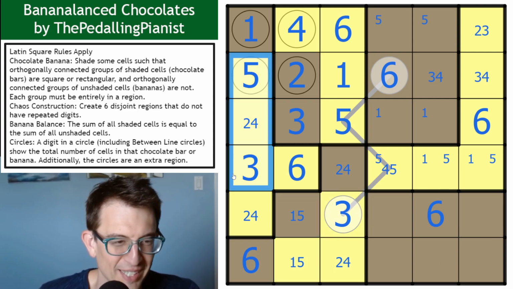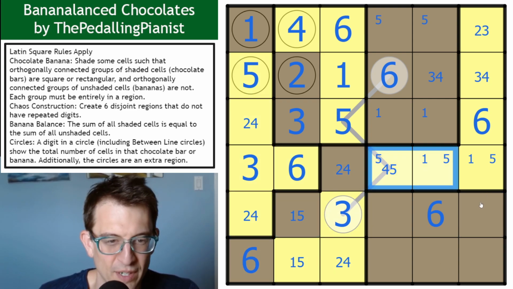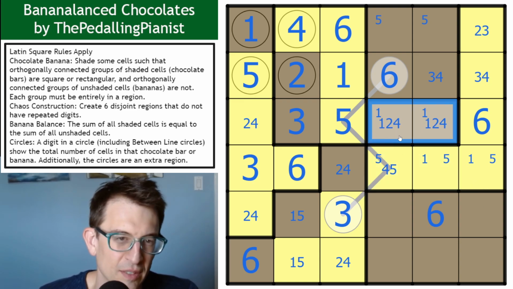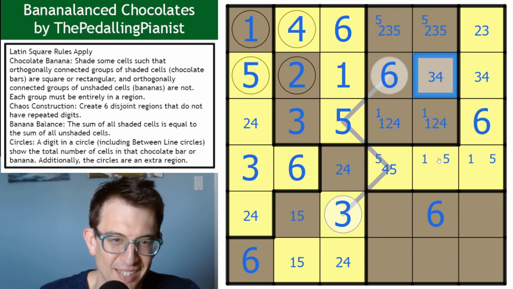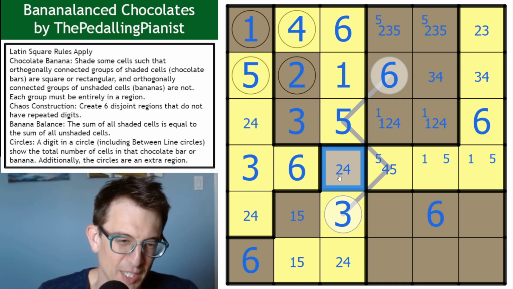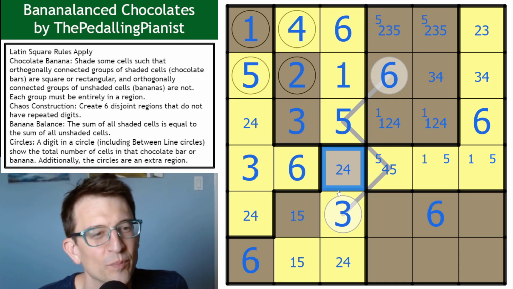I hope I don't have a mistake somewhere, but we'll find out sooner or later. Yeah, this is not helpful. This cell is interestingly placed. So what is going on with this cell?